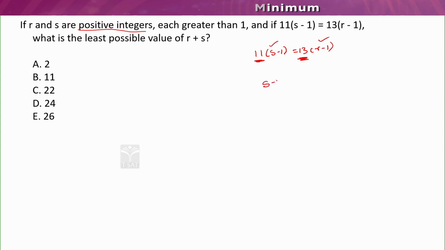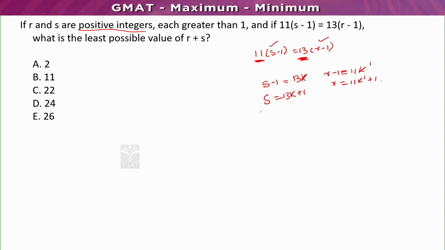So, let us say that S minus 1 is some multiple of 13, 13k, and let us say R minus 1 is some multiple of 11, that is 11k'. Then S will be equal to 13k plus 1, and R will be equal to 11k' plus 1, and they are asking what is the least possible value of R plus S, that is 11k' plus 1 plus 13k plus 1. This is 11k' plus 13k plus 2.